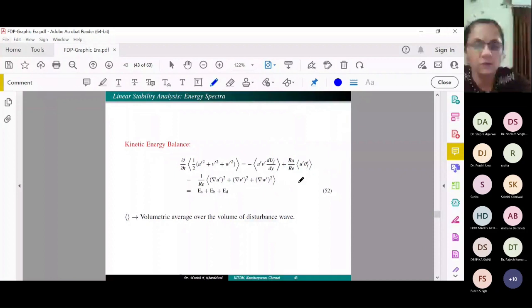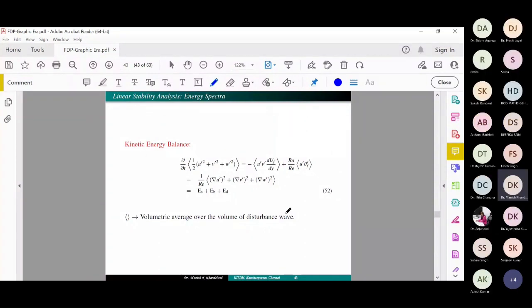I have not derived it here, because it involves a little bit of derivation to obtain the energy equation. I just say that we multiply the disturbance quantity with the disturbance equations and take the volume average. Volume average means a particular cell, and that cell is the domain. The domain, in a channel for example, runs from -1 to 1, or -L to L, and in the wave number direction we have taken the 2 pi period. In that way we have developed the kinetic energy balance.